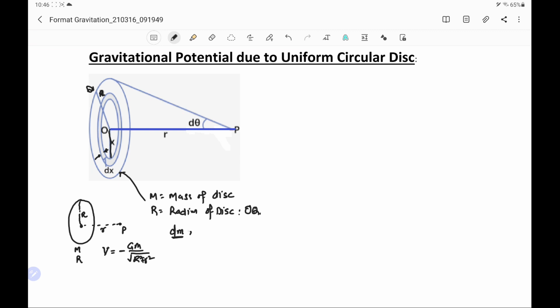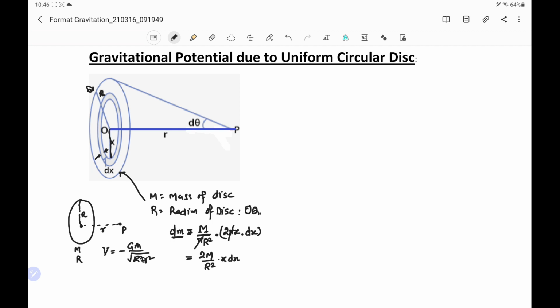So the elementary mass of this elementary ring is the mass density, that is the total mass of the disk M, divided by the area of the disk, which is pi R square because it is circular, multiplied by the area of the elementary ring. The area of the elementary ring is circumference, that is 2 pi x, and the width of the ring, that is dx. So this is the elementary mass. We simplify it, pi cancels pi, and it is 2M by R square x dx. This is the elementary mass of the ring.